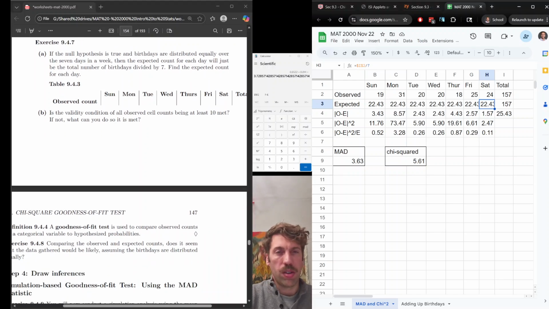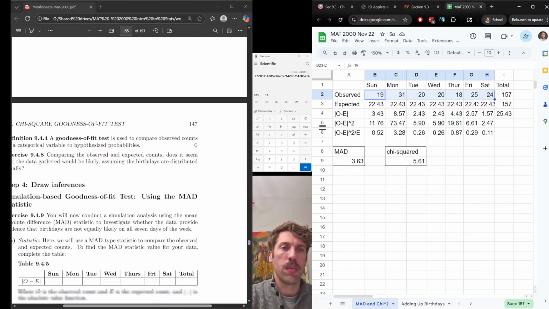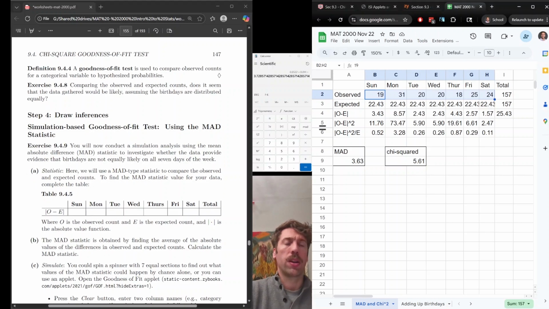Is the validity condition of all observed cell counts being at least 10 met? If not, what can you do so it is met? In my case, with my data, it is met. If it's not met, go back to what the validity condition is from when we did 9.2, and think about this is only one condition, and what would need to happen in order for it to be met.